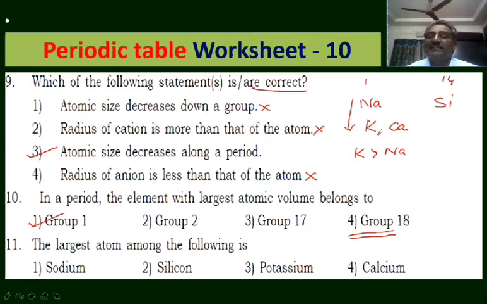So what is the order? Potassium greater than calcium greater than sodium greater than silicon. This is the order. So the biggest atom is the potassium atom. So third option is the right option.